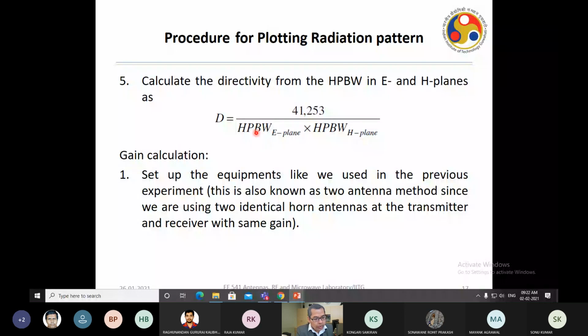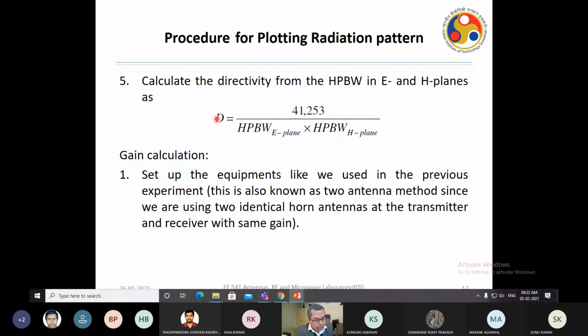So once you have the half power beamwidth for both E and H plane, you can use this formula. You can derive this to find the directivity. Directivity is equal to 41,253 divided by the half power beamwidths in E and H plane. This half power beamwidth would be in degrees, and this half power beamwidth should also be in degrees. If it is in radians, you can change the formula accordingly by converting the degrees to radians. So now we have the directivity, we have plotted the radiation pattern.